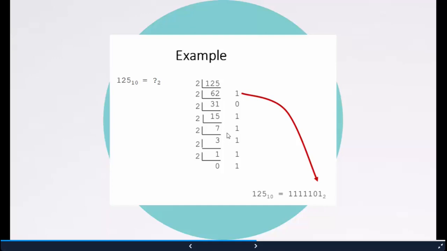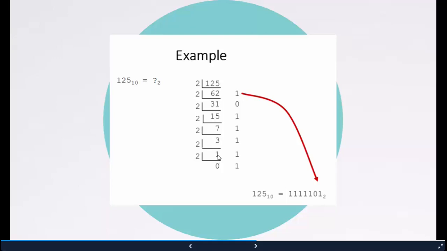So again, how did we do that? 125 divided by 2, the answer is 62, and then there is remainder 1, that's why we have this 1. 62 divided by 2, the answer is 31, and there is no remainder, that is why we have this 0. 31 divided by 2, we have 15, remainder 1. 15 divided by 2, the answer is 7, remainder 1. 7 divided by 2 is 3, remainder 1. 3 divided by 2 is 1, remainder 1.